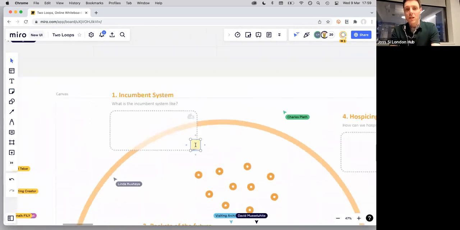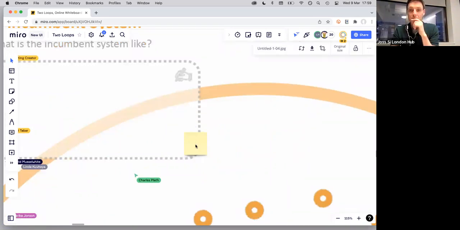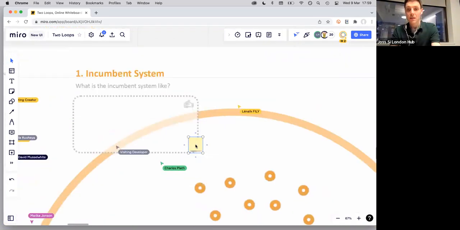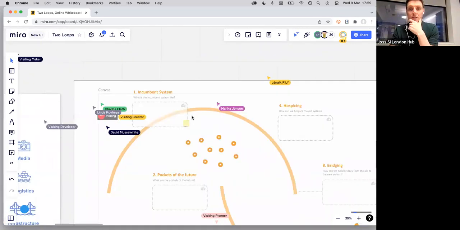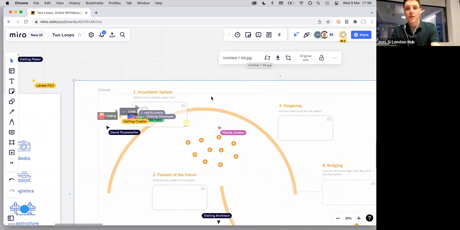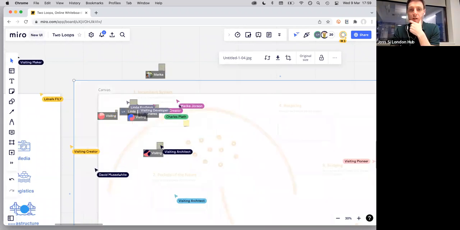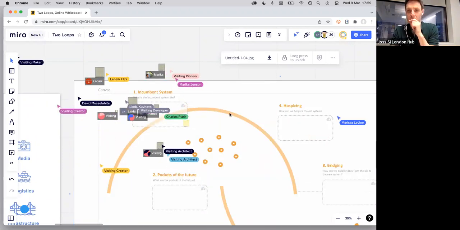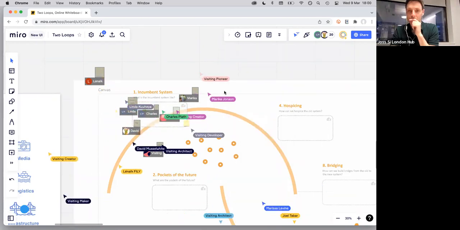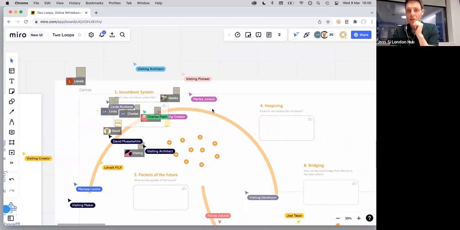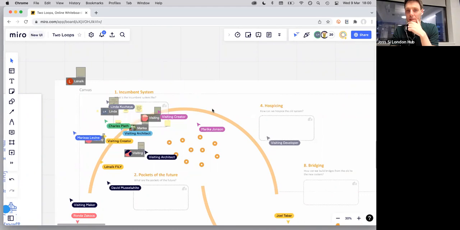We are talking about education. What's the incumbent education system look like? Please grab a sticky and post it up. What are the characteristics of this system? The kind of core features of the way the system works.